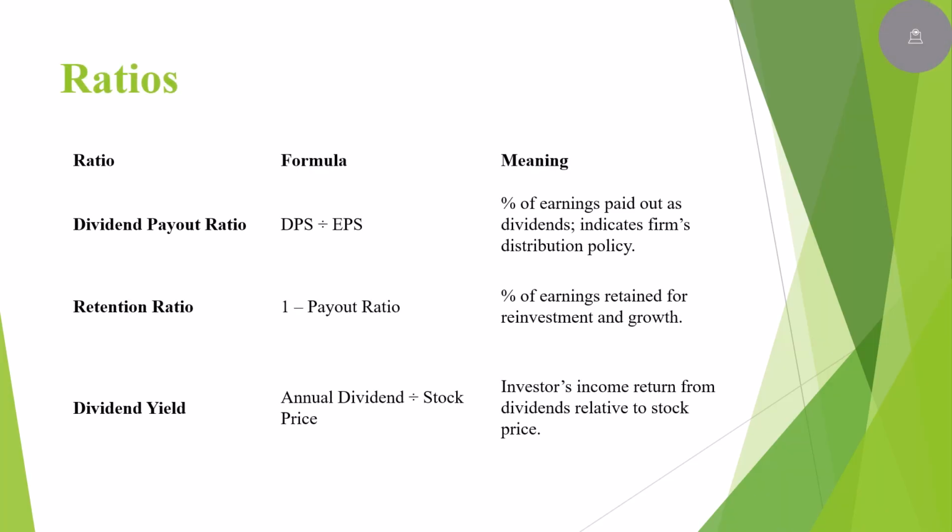Let's talk about ratios. Dividend payout ratio is calculated by DPS divided by EPS, which means the percent of earnings paid out as dividends, indicating the firm's distribution policy. Retention ratio is calculated by 1 minus the payout ratio. It means the percent of earnings retained for reinvestment and growth.